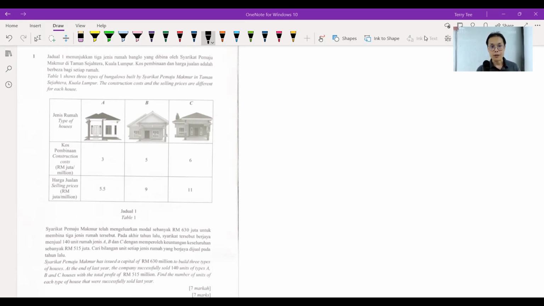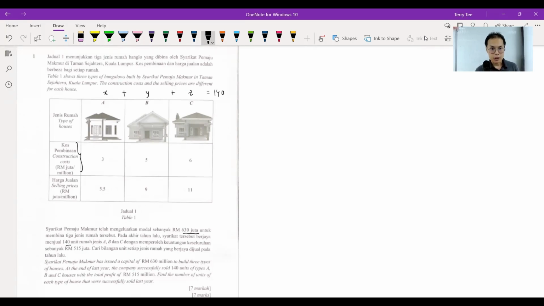You have 3 unknown, because you have X number of house type A, Y number of house type B, and Z number of house type C. We're going to form 3 equation. Okay, read the next line. The syarikat pemaju makmur telah mengeluarkan modal sebanyak 630 million. So this modal is for your cost, construction cost. Menjual 140 rumah, that means total number of houses 140. You can add this up, X plus Y plus Z is 140.